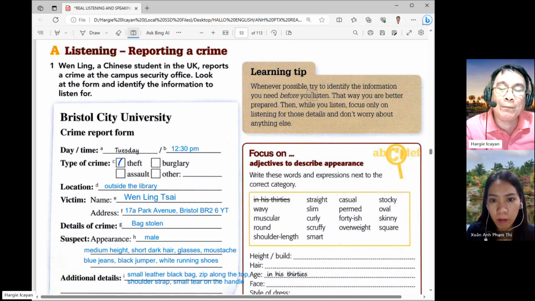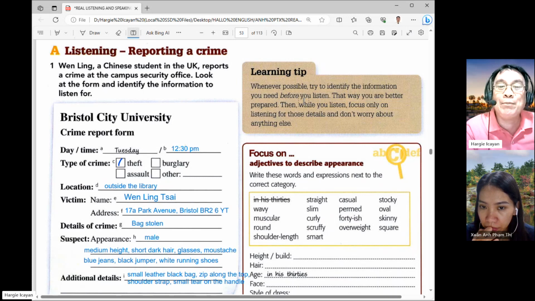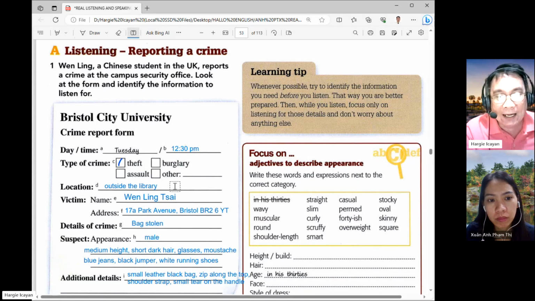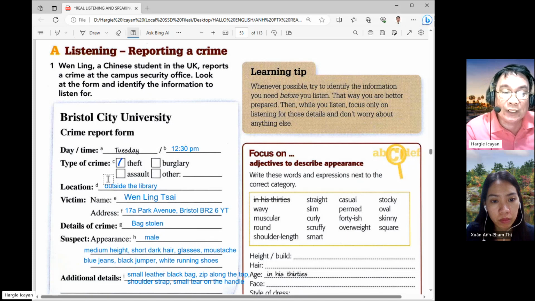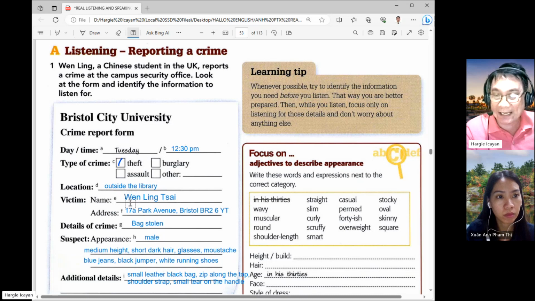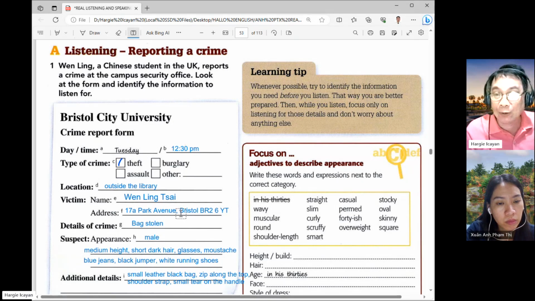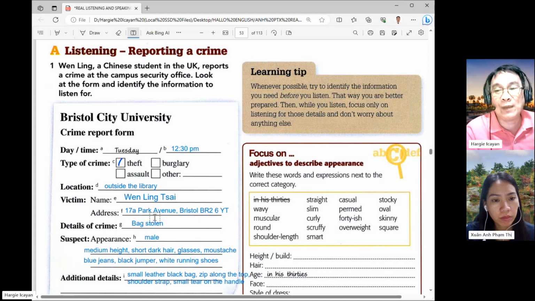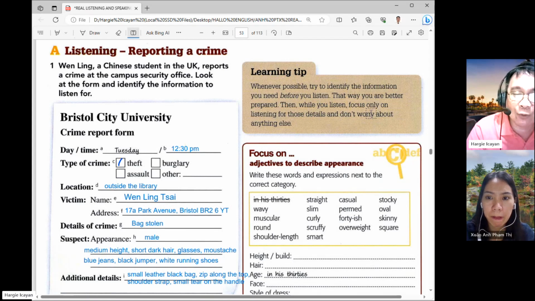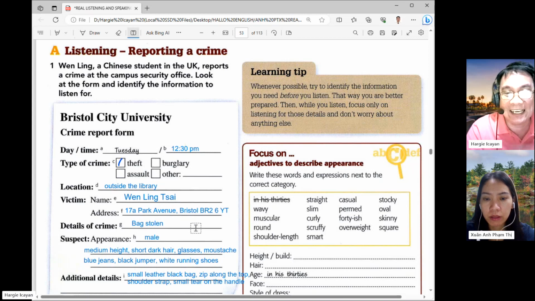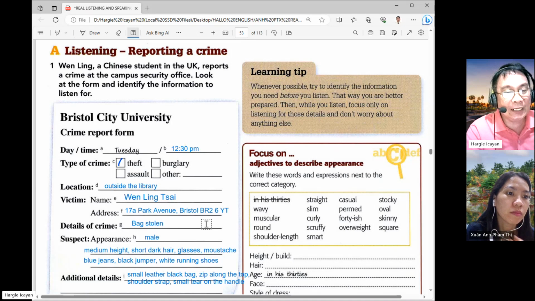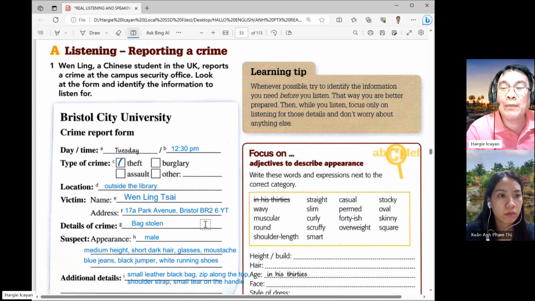Now, for the learning tip: whenever possible, try to identify the information you need before you listen. That's why just a while ago, we were able to scrutinize, okay? When I say scrutinize, we look at the information that we need to fill out before we listen, so that during the listening we can fill out the information correctly. That way you are better prepared. While you listen, focus only on listening for those details and don't worry about anything else. All of the particular information was given by the victim, right?